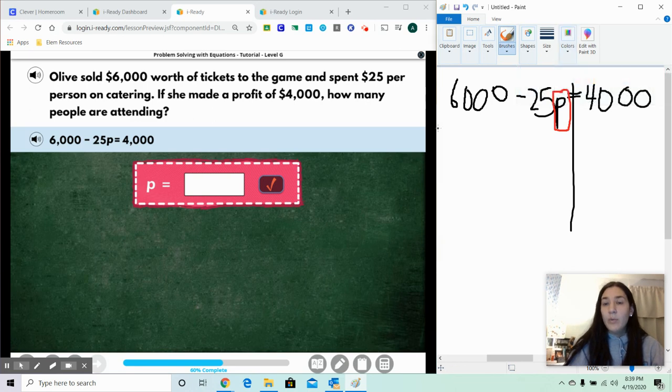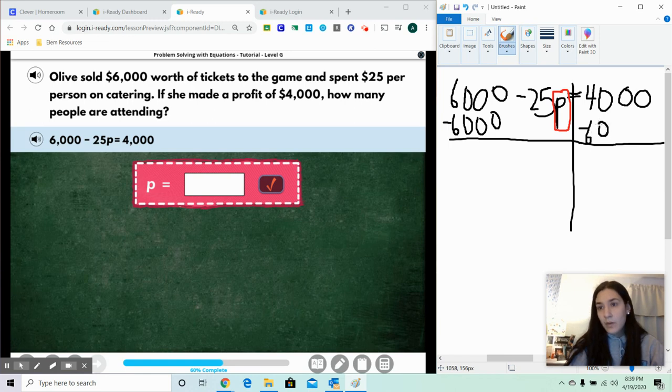Now, first things first, we're going to move that 6,000 over. It's a positive 6,000, so we have to subtract it from both sides. So 4,000 minus 6,000. It's going to give us a negative number. Remember, you can always use your calculator if you need it. I'm going to bring down everything that I didn't use yet. So negative 25p is equal to negative 2,000.